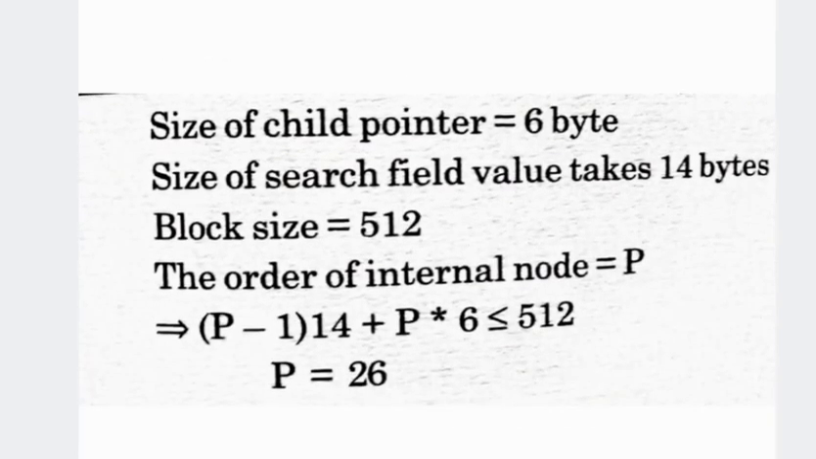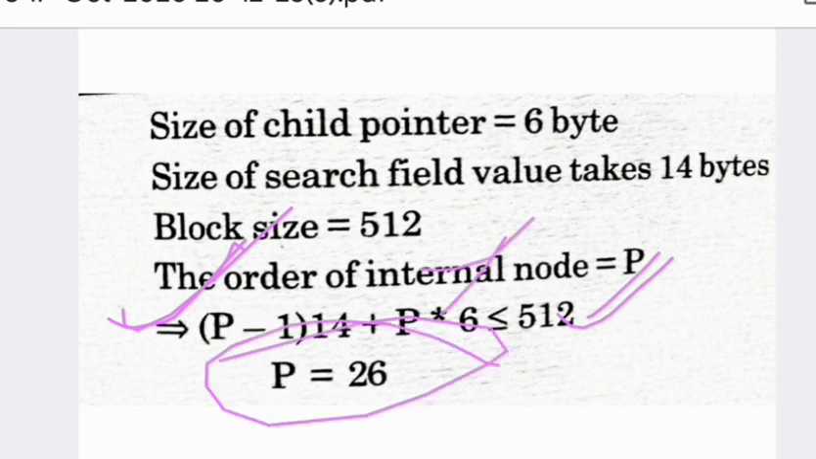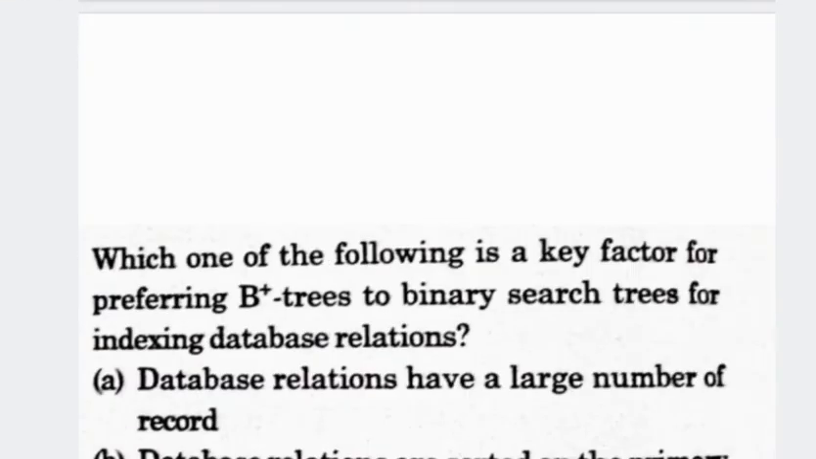Here we know that the size of the child pointer is 6 bytes. The size of the search field value is 14 bytes. The block size is 512. Now the order of the internal node we assume is P. So we put the values in this equation which we already know, that is (n minus 1) into k plus n into the pointer P is less than or equal to block size. After putting in the values we get P equal to 26. So we can easily say that option C is your correct answer. Now come to the next question.